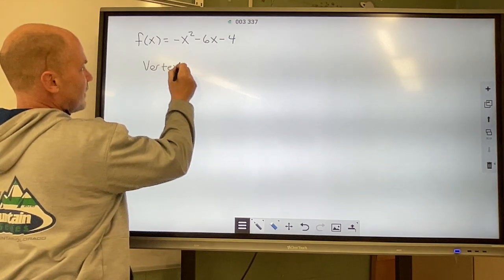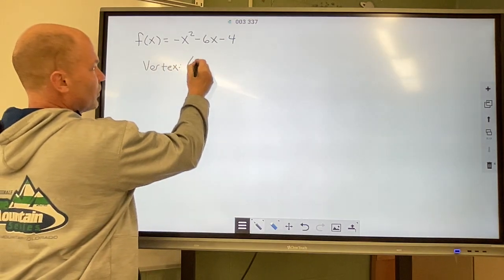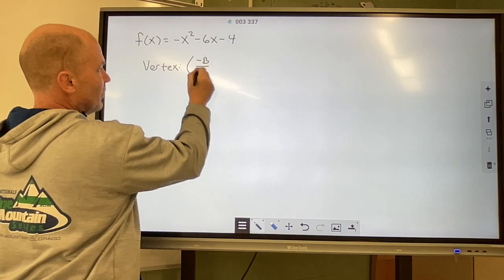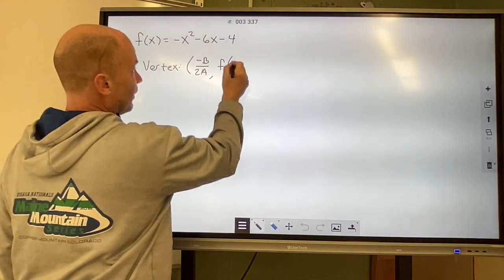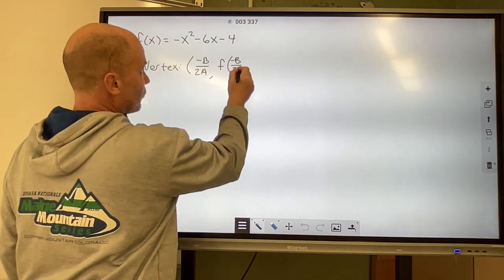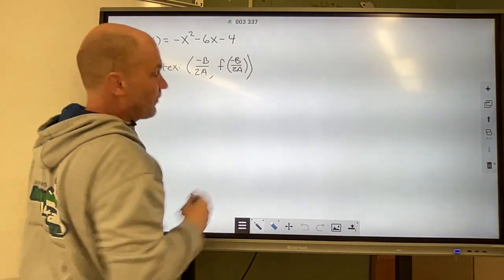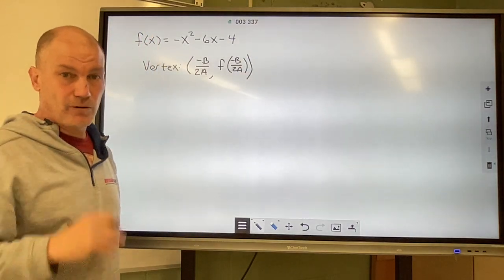And because this is in standard form, we know the x-coordinate of the vertex will be negative b over 2a. And then the y-coordinate will always be f of negative b over 2a. These are just facts that you just need to have or have access to.